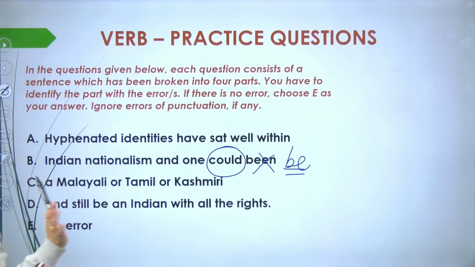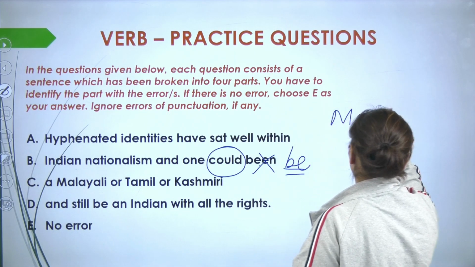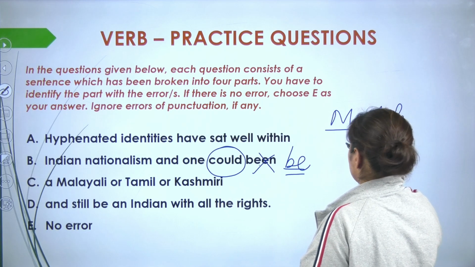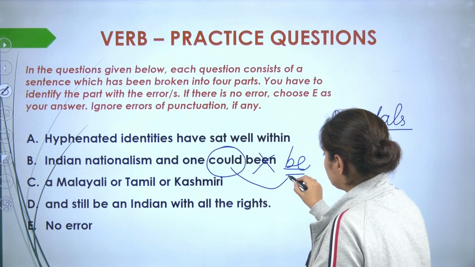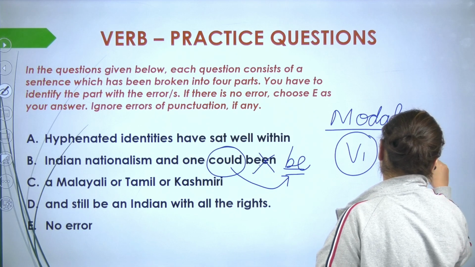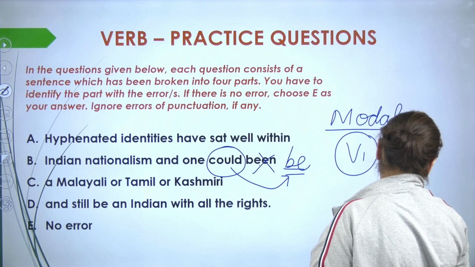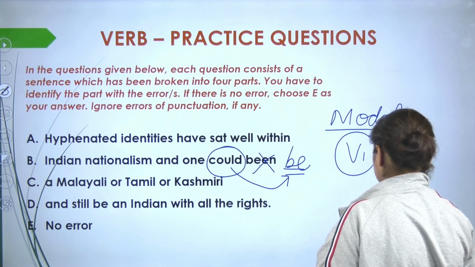Okay, one more rule which is very much tested in your verb topics. Let me tell you. After all your modal words like can, could, may, might, shall, should, always use the base form of the verb. So with could, because it is a modal, we will use be. So all your modal verbs like can, could, may, might, should, all these will take the base form of the verb.